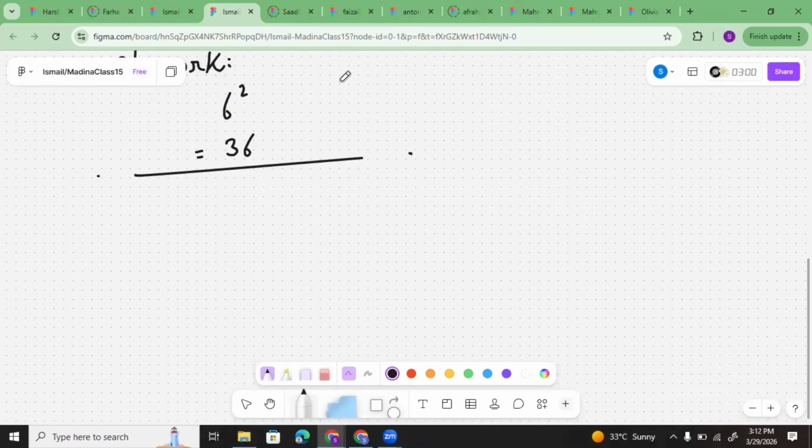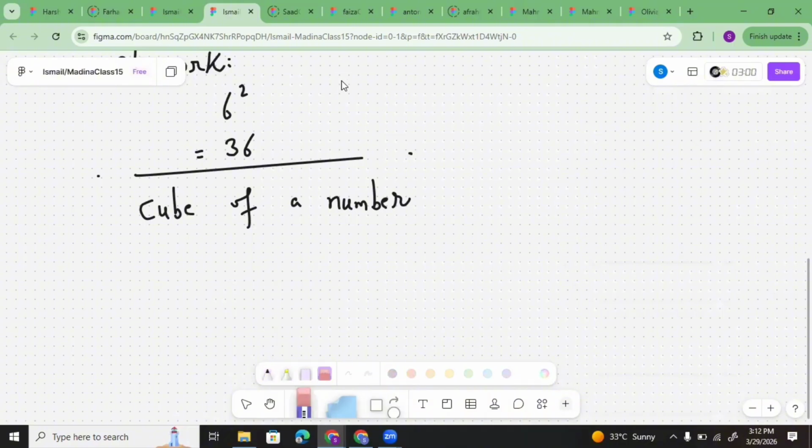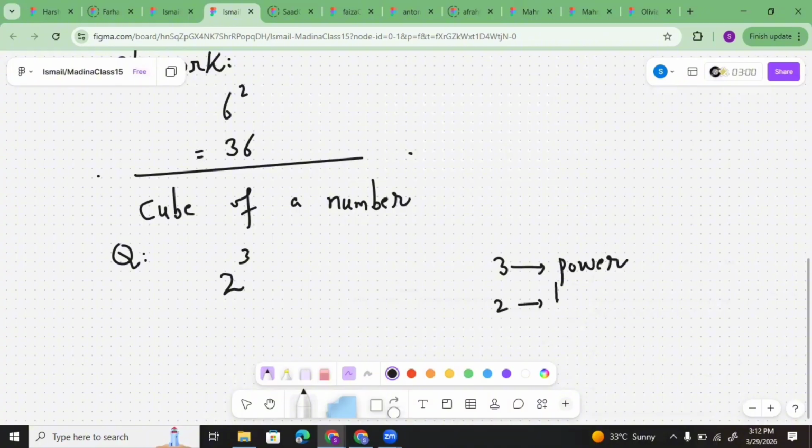Similarly, now we are going to see how to take the cube of a number. If we have a number and we want to take the cube of it, how can we do that? It is very easy. All we need to do is write, for example, a number, say 2 with power 3. That is called cube. The power 3 represents cube. Is it clear? Power 2 represents square, power 3 represents, of course, cube, and 2 is the base as usual.